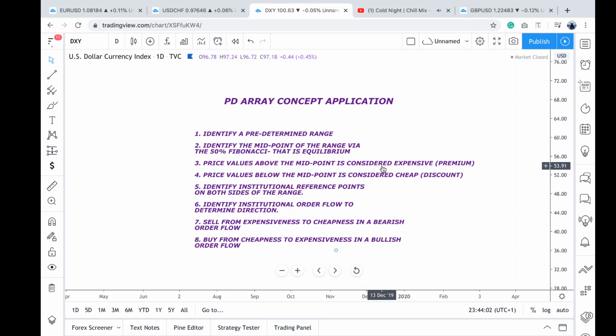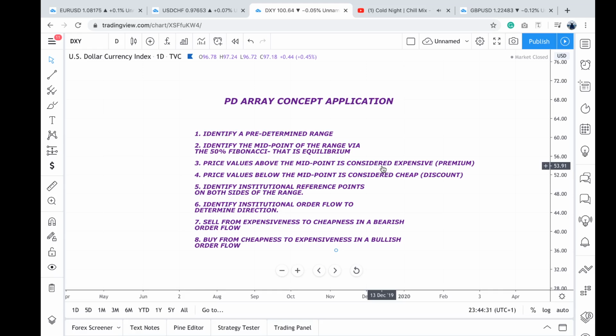Okay, so if the market tone is bearish, you're looking to sell from a premium PD array to a discount array. And if institutional order flow is bullish, you buy from cheapness to expensiveness, meaning you're going to buy from a discount array. And I keep saying PD array. Okay, so you're going to buy from a discount array, and then you're looking to take profit around premium arrays.